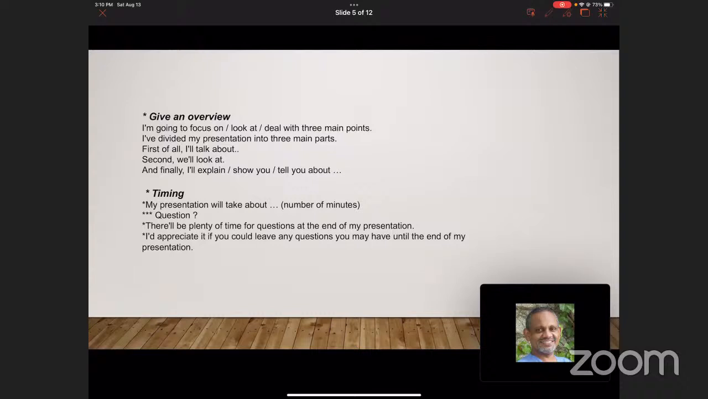It's very important to check your time and tell your participants how long your presentation will take. Like saying, my presentation will take about a number of minutes. And to ensure the conversation doesn't go off track, you can say that there will be plenty of time for questions at the end of my presentation, or I would appreciate it if you could leave any questions you may have until the end of my presentation.